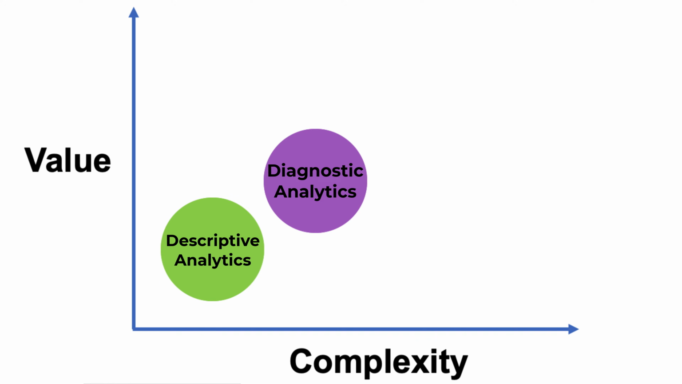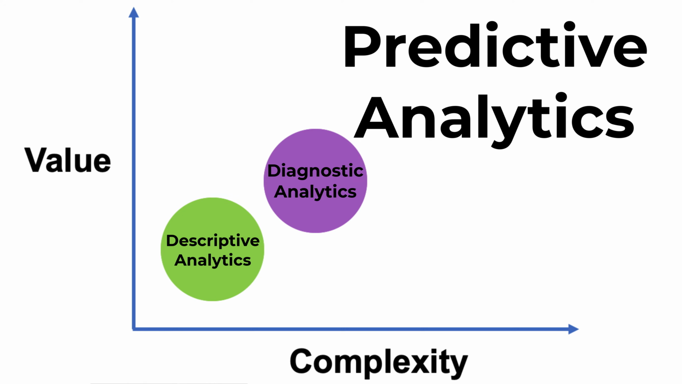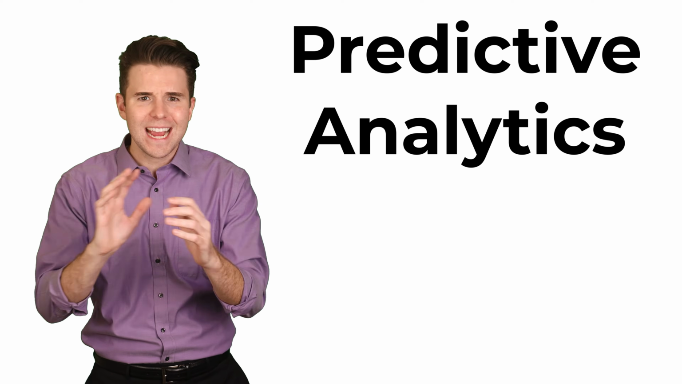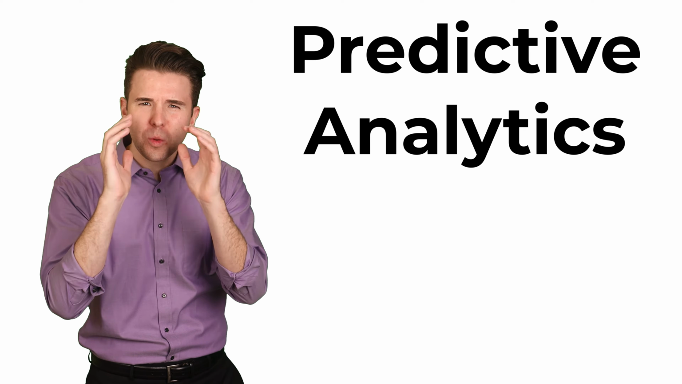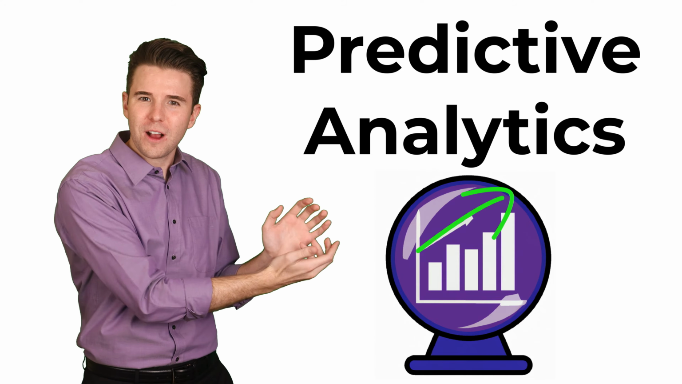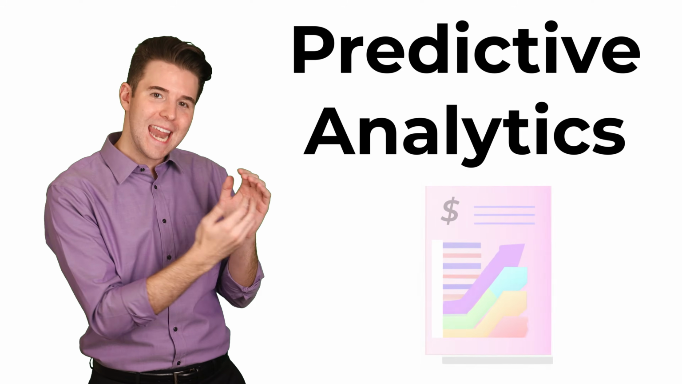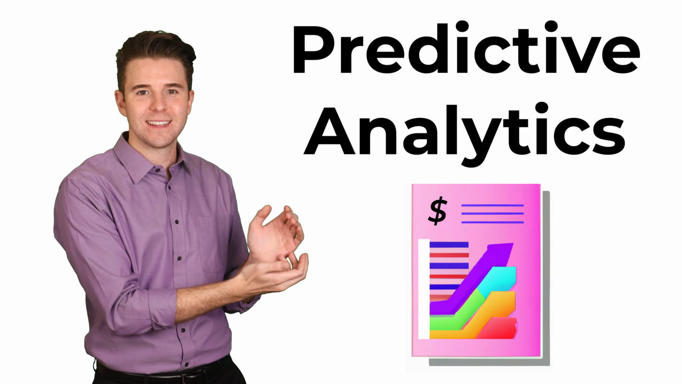Next, we look to the future using predictive analytics. With predictive analytics, we try to determine what is likely to happen next. We use past data and statistical models to try to forecast future outcomes. An example of predictive analytics would be next quarter's sales forecast.